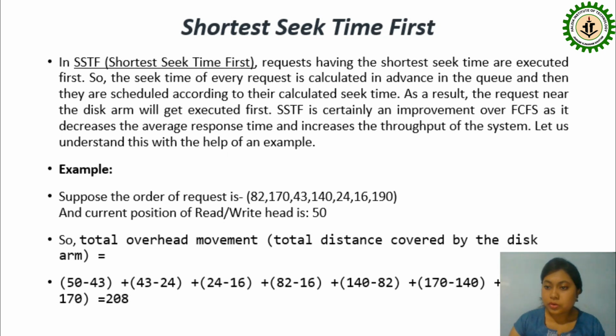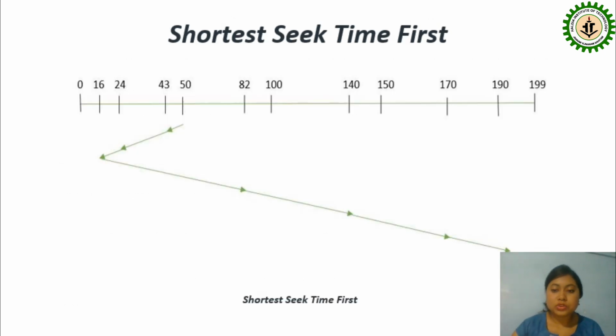Okay, this is the diagram. We are basically calculating using the shortest seek time, basically the shortest distance. So from 50, we are going to 43, then 24, then 16. Then the nearest will be 82, then 140, 170, and the last one is 190.